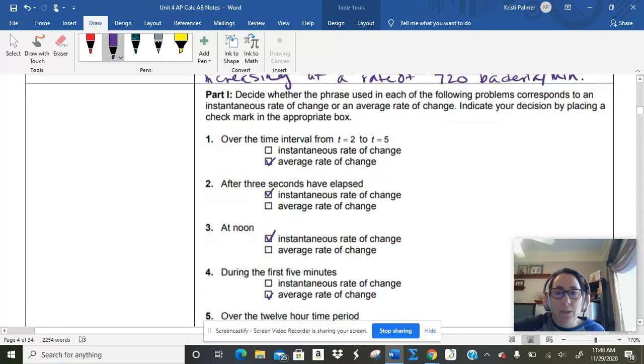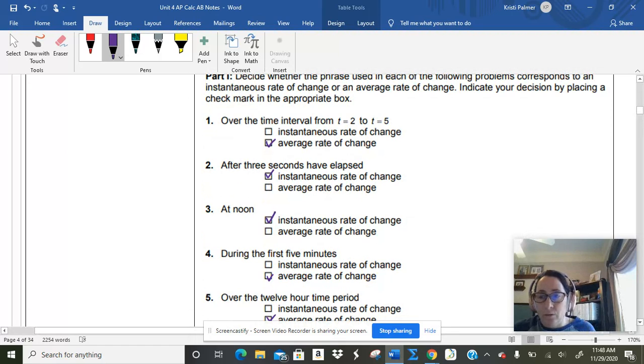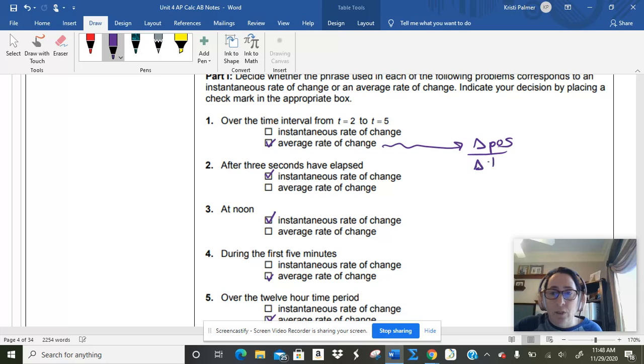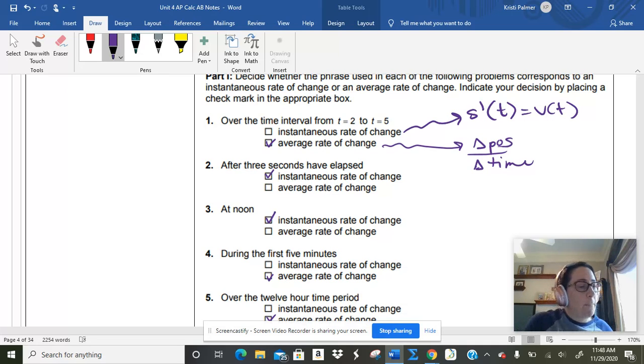So this is just helping us practice whether or not we know we're doing the derivative, or we're doing the slope of a secant, where it's just change in position over change in time. So remember, an average rate of change is change in position over change in time. An instantaneous rate of change is the first derivative of the position, which is a velocity. Okay? All right, next one.